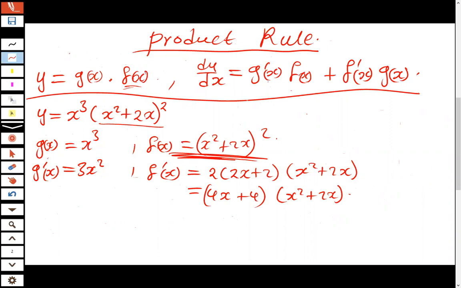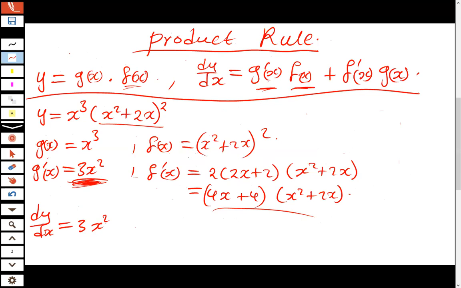So now, using the product rule, we're going to combine these two solutions, this one and that one. So we say dy/dx is equal to, we first put g prime of x, which is the derivative of g, which is just 3x squared, and then we multiply that with f of x. So my f of x in this case was this expression there, which is just x squared plus 2x, squared. So we're going to have x squared plus 2x, squared. Then we write our plus there.